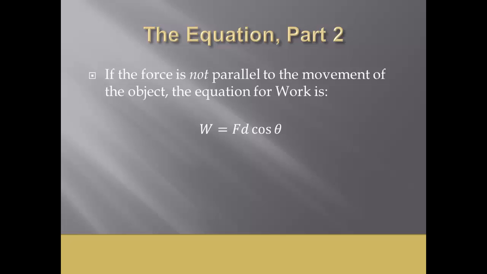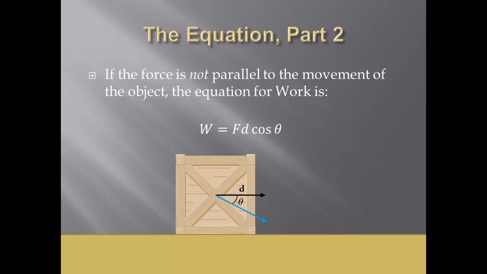If someone's pushing a crate across the floor, they're probably not pushing exactly horizontally. They're going to be pushing down and across on the crate. So the angle theta is the difference between the direction of the movement, the crate's moving horizontally, and the direction of the force. This equation actually works if the force is parallel to the movement. In that case, theta would be 0. Cosine of theta is 1, so it still works out as work equals force times distance.